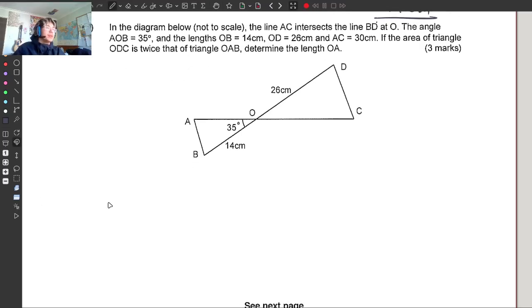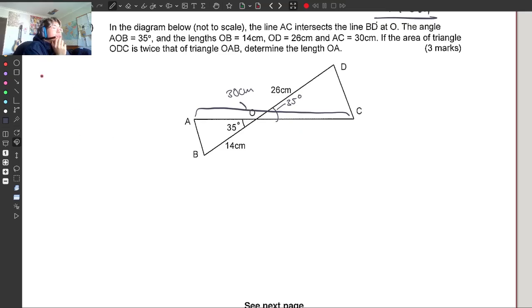Okay, with this question here, the line AC, the angle AB is equal to 35 and the length OB. Okay, we have AC is equal to 30. So that's this length here. It's 30 centimeters. The area of the triangle ODC is twice that of triangle OAB. Determine the length OA. So we need to find this length here. Just by basic geometry, we know that this angle is also 35 degrees because they're alternate angles.